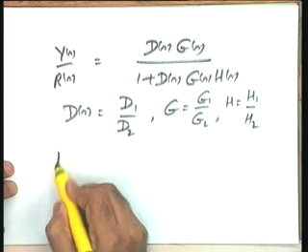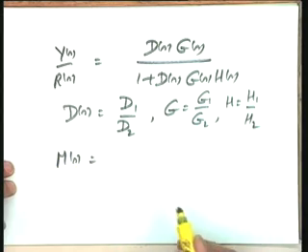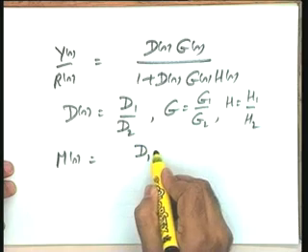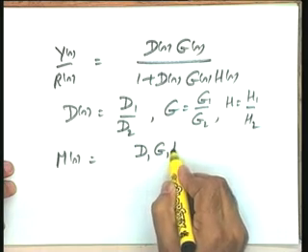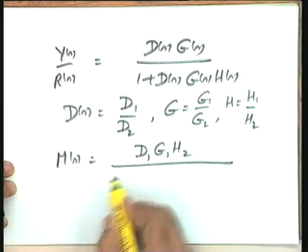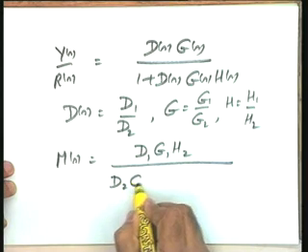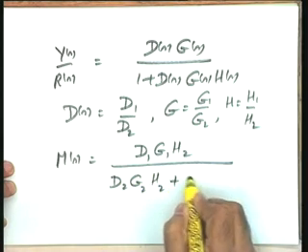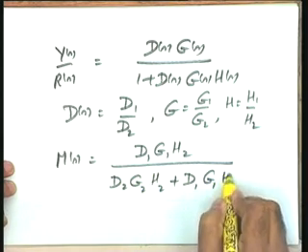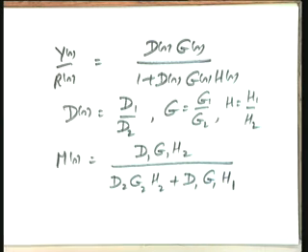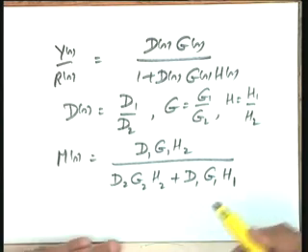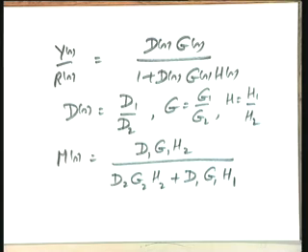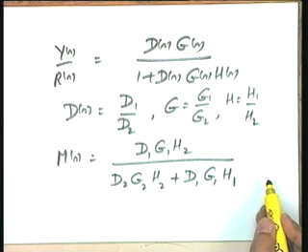And therefore, your M(s) becomes equal to, please see, D1 G1 H2 divided by D2 G2 H2 plus D1 G1 H1. Just see that. This is your M(s). Okay, I hope this is okay. I have just substituted these polynomial functions and I have rearranged. I get this as the rearrangement.